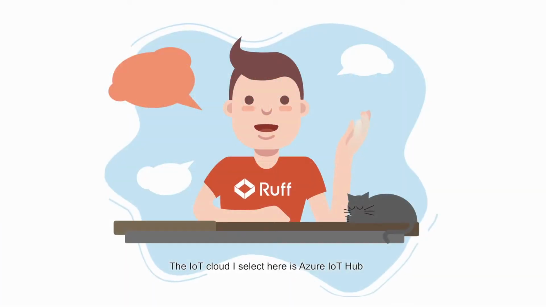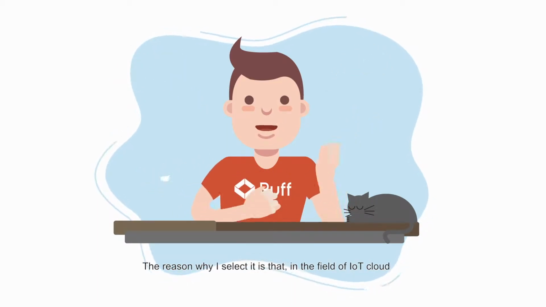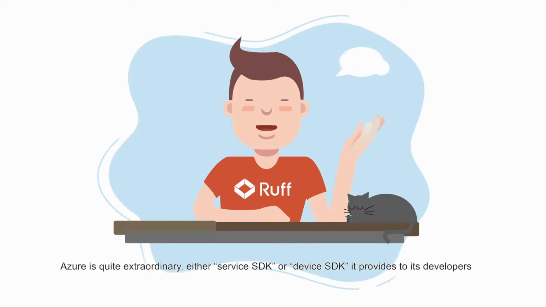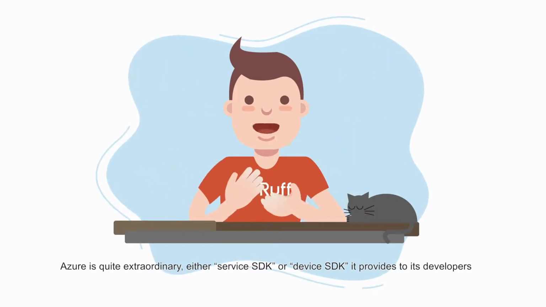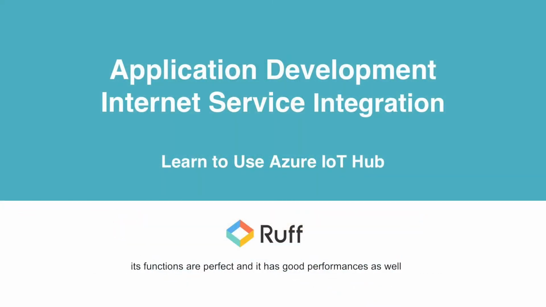The IoT Cloud I select here is Azure IoT Hub. The reason why I selected it is that in the field of IoT Cloud, Azure is quite extraordinary. It provides both a Service SDK and a Device SDK to its developers. Its functions are perfect, and it has good performance as well.